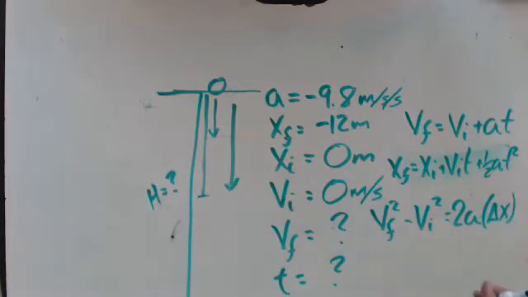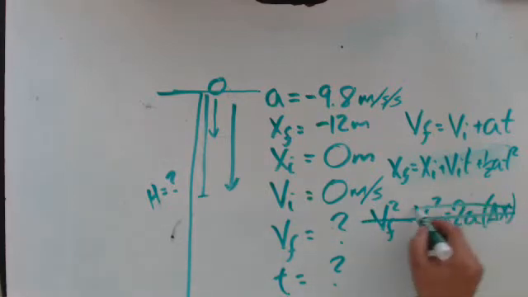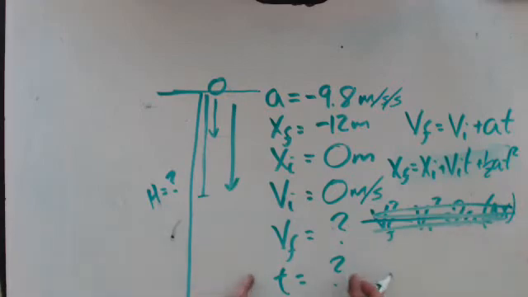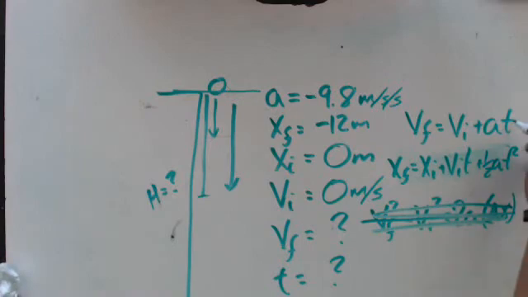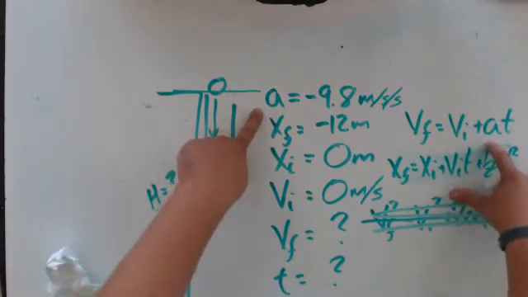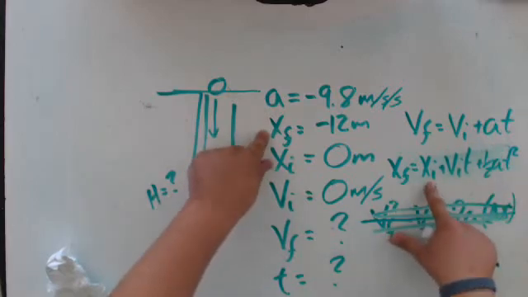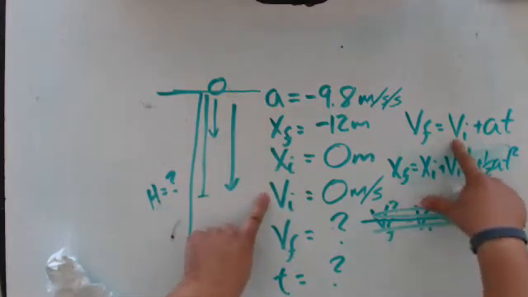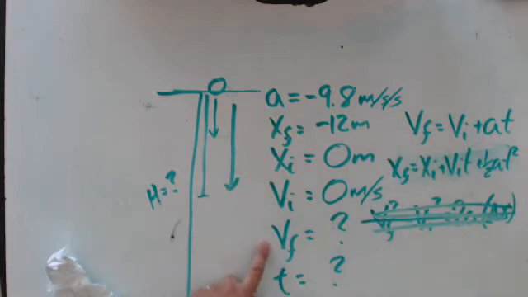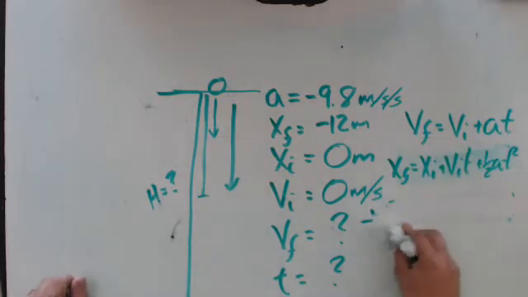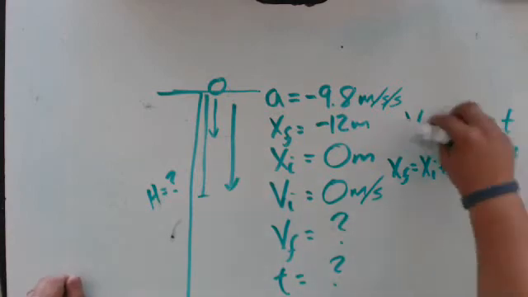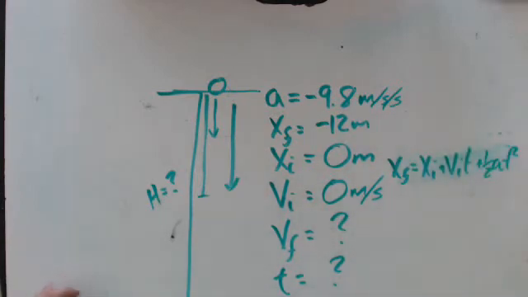Now, I'm looking for time, so this one does not seem to be a good candidate. I'm going to eliminate that one right off the bat, because I'm looking for time. So I'm left with this, and I'm left with this. Let's see what I've got. I've got acceleration. I've got my positions. I've got my initial velocity, but I don't have my final velocity. Two variables, one variable. So it looks like this is the right equation for me.